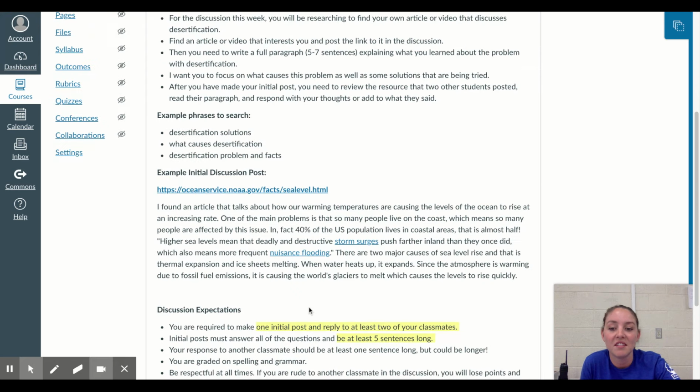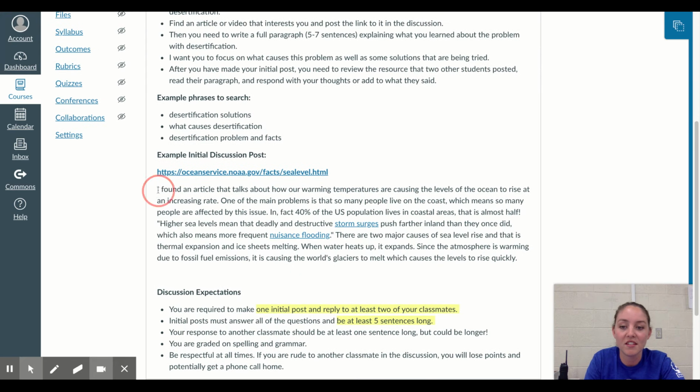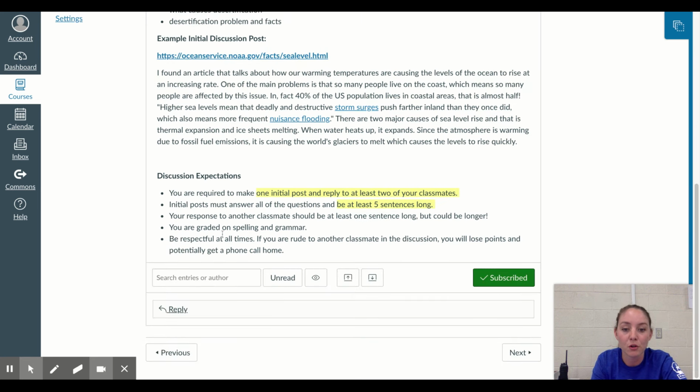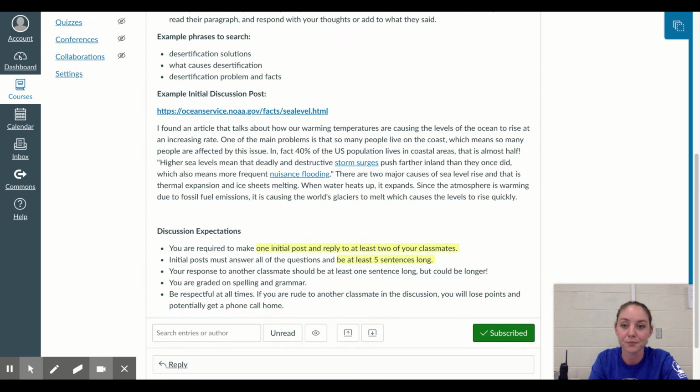I do have an example post here. This is the same one from Sea Level Rise, but it's just an example to show you this is what your initial post should look like. It's at least 5 to 7 sentences, and I have the link. So you're going to post your initial and then respond to 2 other people.